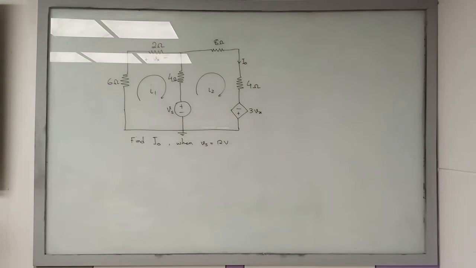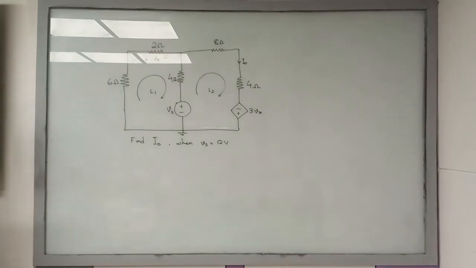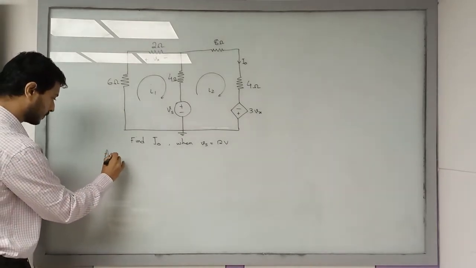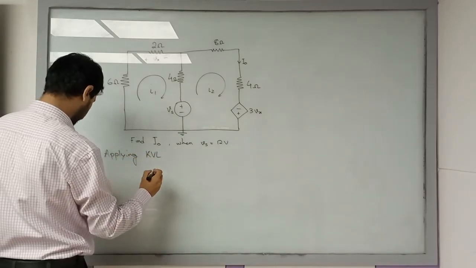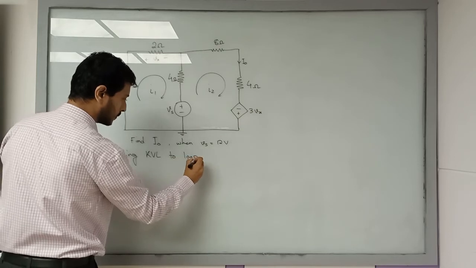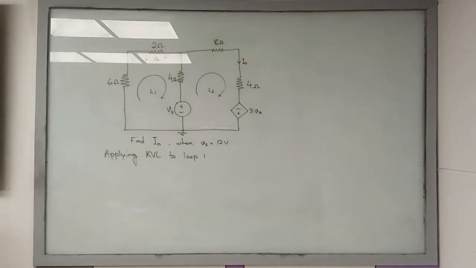Just use your basic theorems, the KVL and KCL theorems. So here, if I apply KVL at this loop, so let's say applying KVL to loop 1. I'm considering this as loop 1, as this is the I1 current flowing through that loop.